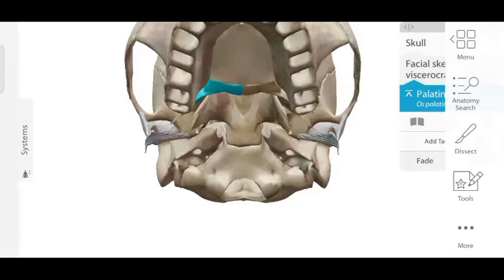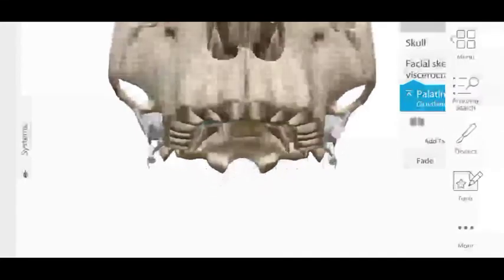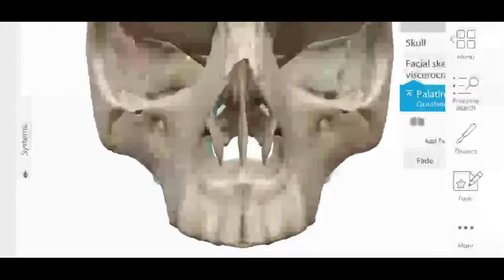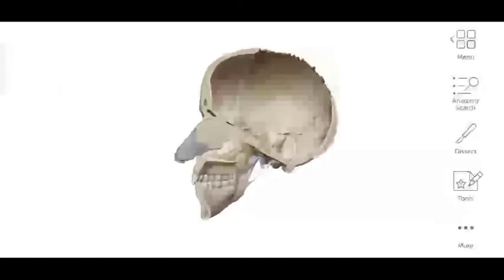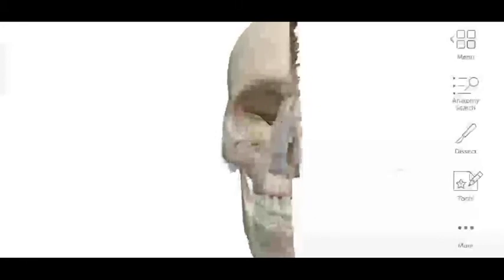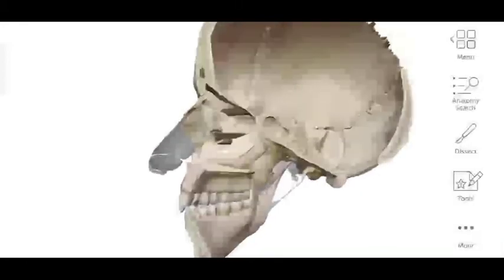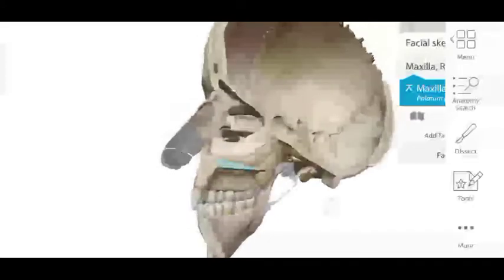So these four bones are actually forming the palate or the hard palate. If you see in the cross section and sideways, the roof of the oral cavity or the floor of the nasal cavity is actually the hard palate. So the highlighted part over there you can see the hard palate just above the incisor teeth.